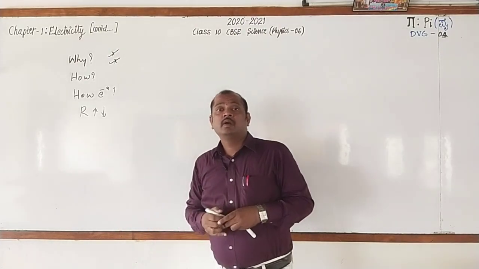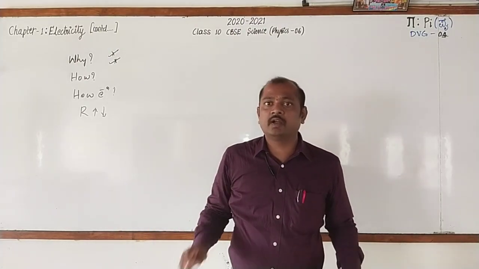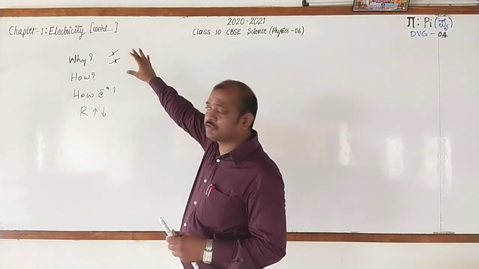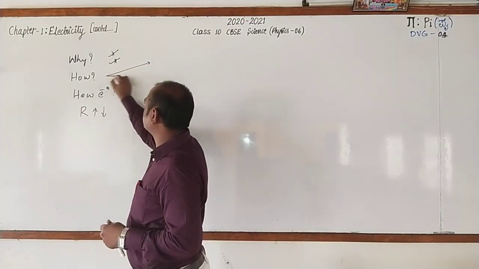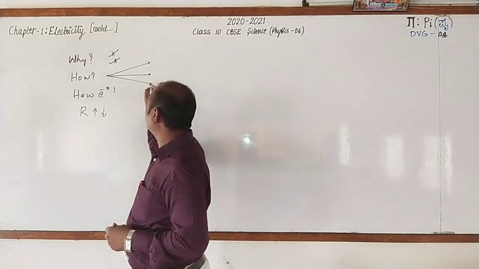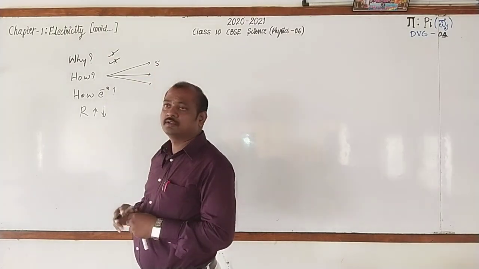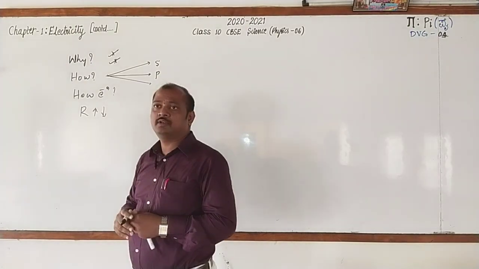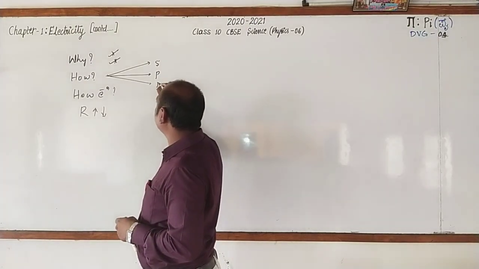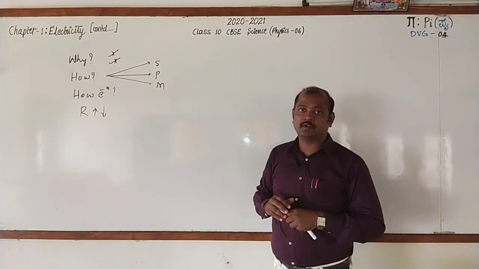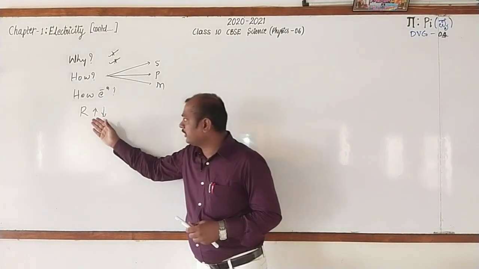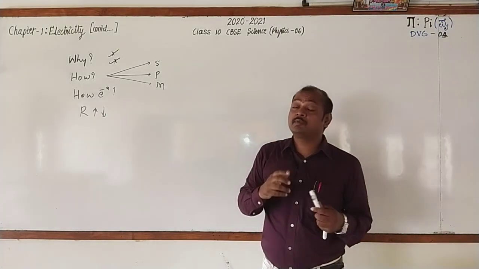Next, how are they to be connected? In order to satisfy these reasons, we connect them in three different ways. They are: one is series connection, the second is parallel connection, and the third is mixed connection. Then after connecting, how will be the movement of electrons? And also the reason for this question. Now let us come to know.